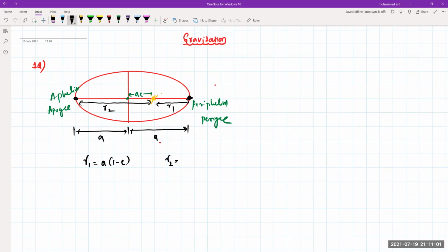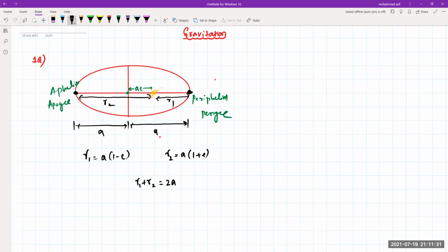In the same way, R2 will be equal to how much? A plus A into E, that is nothing but A common, it will be A into 1 plus E. R2 is nothing but the farthest distance, which is known as aphelion or apogee. Isn't it? Yes, sir. Now, what is the sum of this R1 and R2? R1 plus R2 will be equal to A plus A, that is 2A. So can I say that R1 plus R2 will be equal to 2 times A?